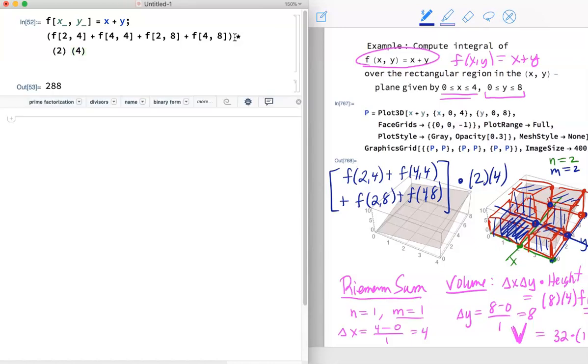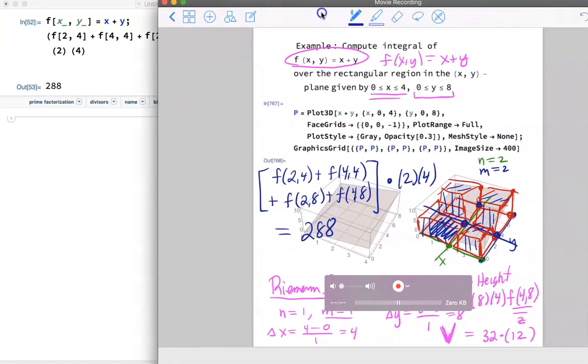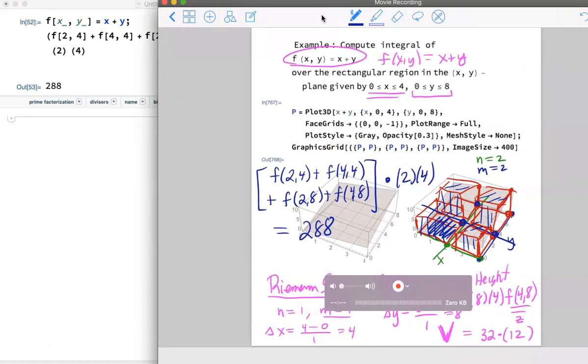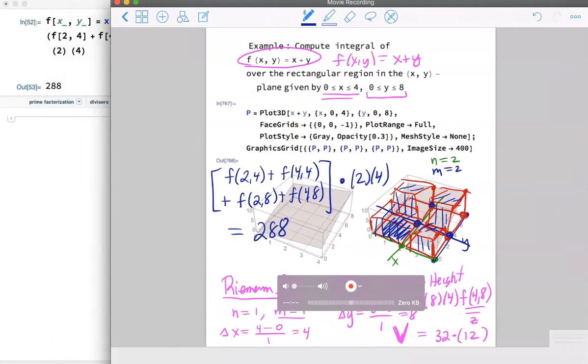Okay. And so the computer should be able to add all that up to get 288. Okay. Now, we know that that's only an approximation. So we would need to add more rectangles to get a better approximation. Okay, and that's what we'll show how to do in the next video.